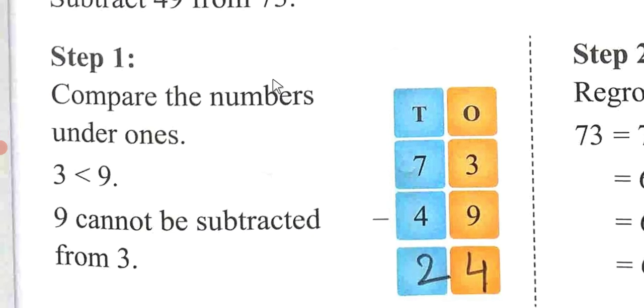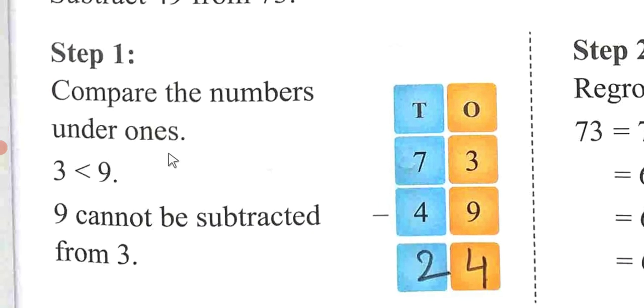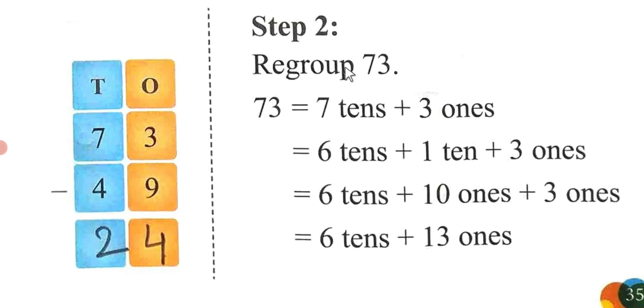Now please see step 1. Compare the numbers under ones, that is 9 is greater than 3. So you cannot subtract 9 from 3. So please see here, 73 minus 49. You take a carry, it will become 13. 13 minus 9 is 4, and here it will be 6. 6 minus 4 is 2. So here see, step number 2, you don't go for it right now.